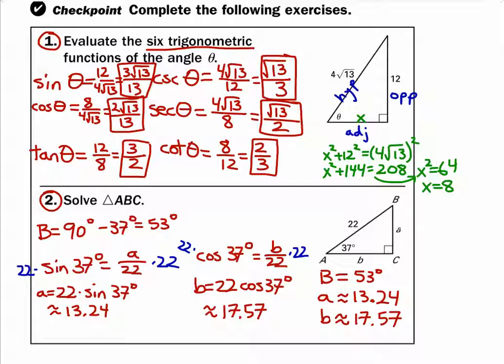Okay, so first of all, you find that missing angle B. It's 53 degrees. Subtract the known 37 from 90. And then to find side A, you really need to notice that the sine of 37 degrees is A over 22, opposite over hypotenuse. Then you multiply both sides by 22, you get about 13.24. For side B, it's probably easiest to notice that the cosine of 37 degrees is B over 22, and then when you multiply both sides by 22, you end up with about 17.57. And those are our answers.